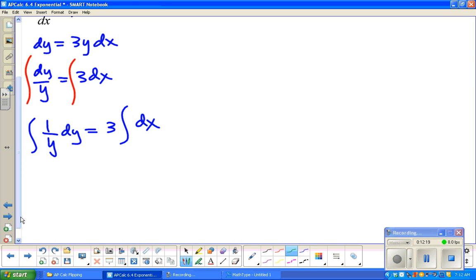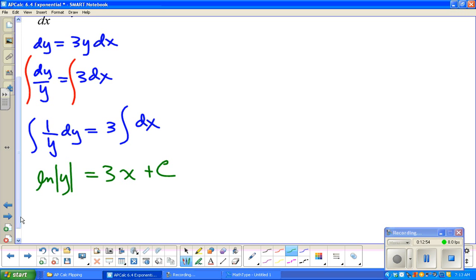Okay, so the antiderivative of 1 over y is natural log of the absolute value of y, and a reminder that the absolute value has to be there because we don't know whether y was positive or negative, and in order to make the domain of 1 over y fit the domain and range for natural log, I have to make that positive because I can't take the log of a negative. Okay, 3 times the antiderivative of dx is just x, and I got a plus c in there.